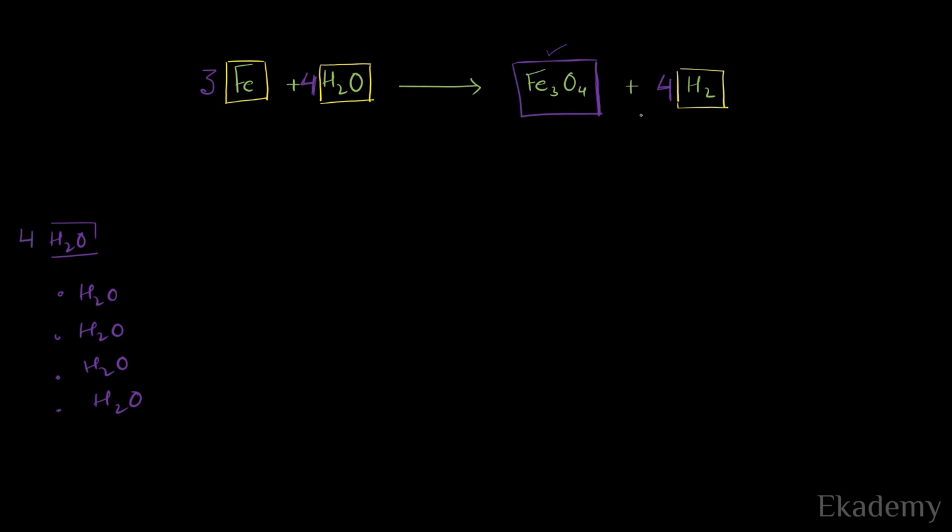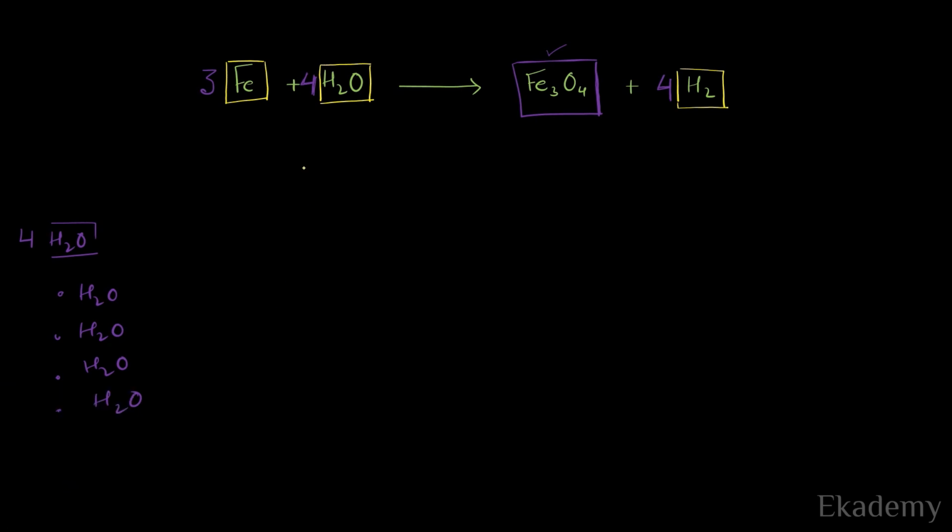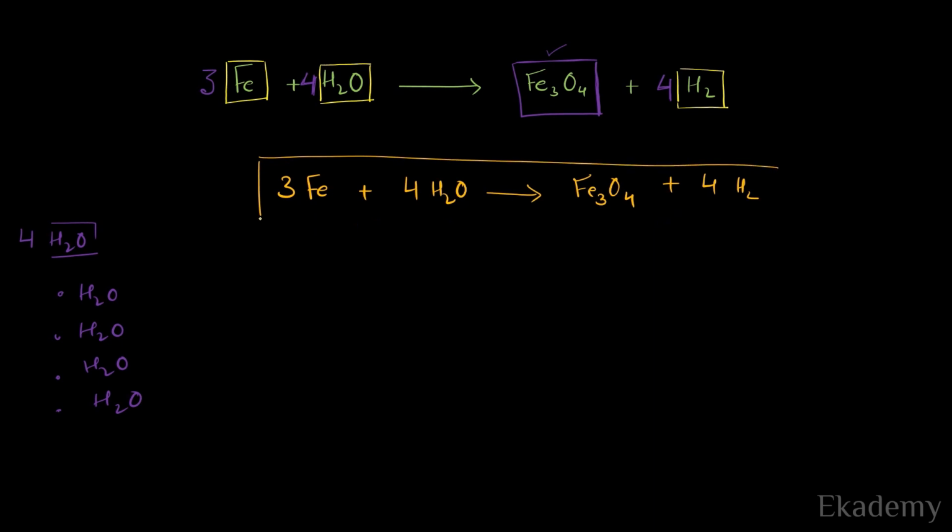So now this is balanced. The balanced chemical equation will look like this. Now let me write the balanced chemical equation. We will write 3Fe plus 4 molecules of H2O, and it gives Fe3O4, so 1 molecule of Fe3O4, and 4 molecules of hydrogen gas. So this is the balanced chemical equation, right?